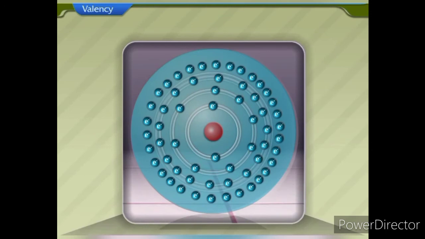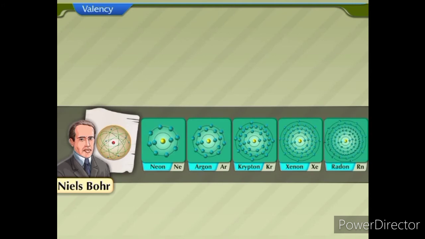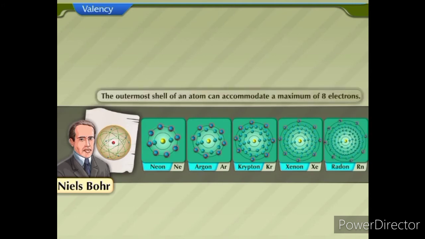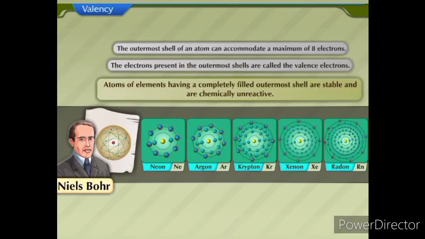Valency. We know that electrons are arranged in different shells or orbits. According to Bohr's scheme of distribution of electrons, the outermost shell of an atom can accommodate a maximum of 8 electrons. The electrons present in the outermost shells are called the valence electrons. Atoms of elements having a completely filled outermost shell are stable and are chemically unreactive.